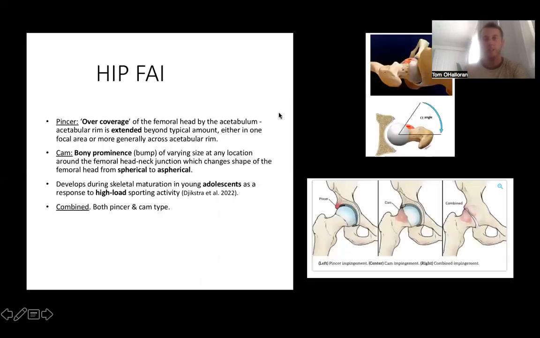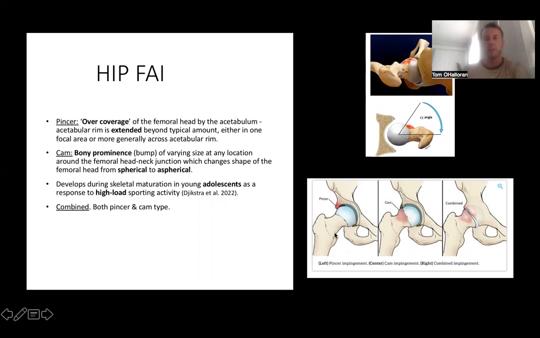Hip FAI, so we've gone from foot to tibia to knee to femur to hip. So pincer is over coverage of the femoral head by the acetabulum. And then we've got cam, which is basically a bony prominence or a bump at the femoral head-neck junction. This changes the femoral head from spherical to aspherical, so it just isn't a circle anymore. It increases the risk of impinging into the labrum through here.